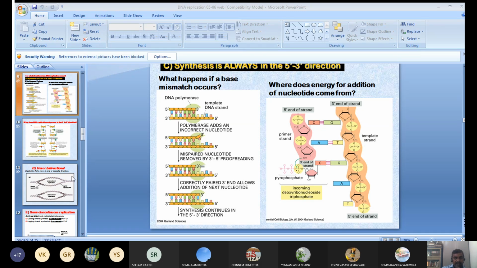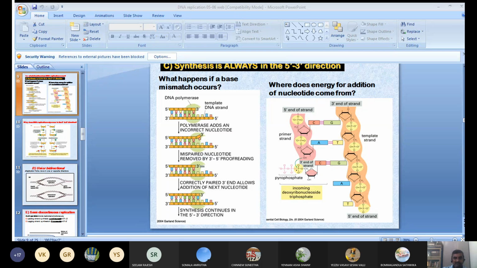So the mispaired nucleotide will be removed, and then the 3' to 5' exonuclease activity or proofreading activity of the DNA polymerase can correct it. You see, it is corrected. It's removed, and then it will continue. It goes back, then comes forward again. You see the new correct nucleotide was added. This is what happens with the DNA polymerase, right?